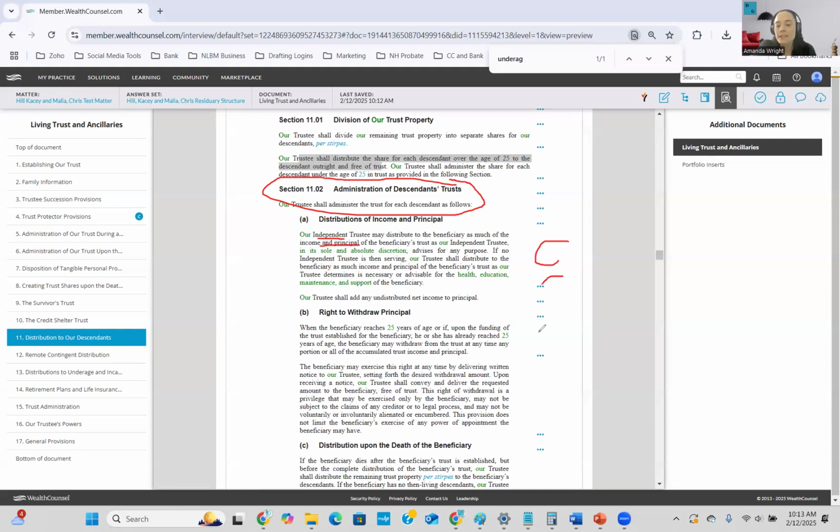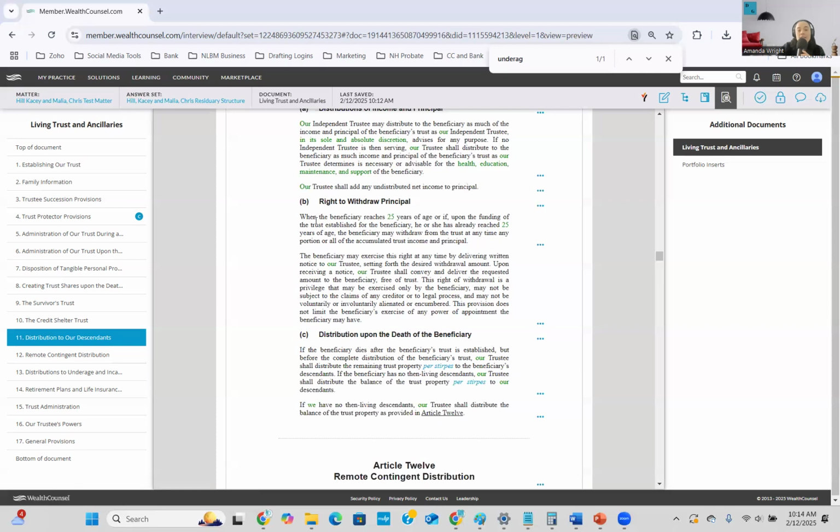So if Cypher, Celia, and Wyatt are all underage and we have an independent trustee, Amanda, serving, then she can go ahead and give money for college, education, fancy things, anything that I think that I want, any purpose, anything that I deem advisable. But if there is an interested trustee, it's limited to health, education, maintenance, support, IRS definitional standards here.